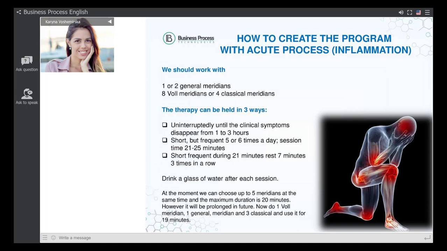Okay, let's see how to do a therapy if our health problem is inflammation, if it's an acute process. Here you can see how we should work. We should work with 1 or 2 general meridians. Choose from those 4 I gave you, depending on your health conditions, and 4 classical meridians. Unfortunately, at the moment, our application, our software has a restriction.